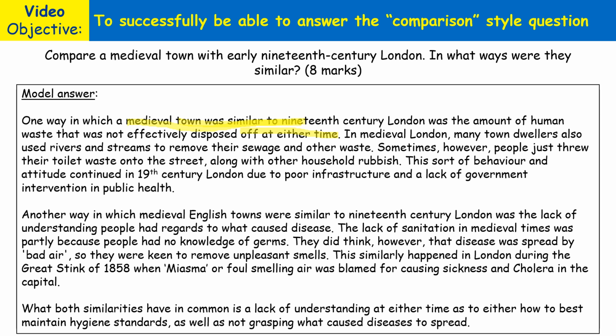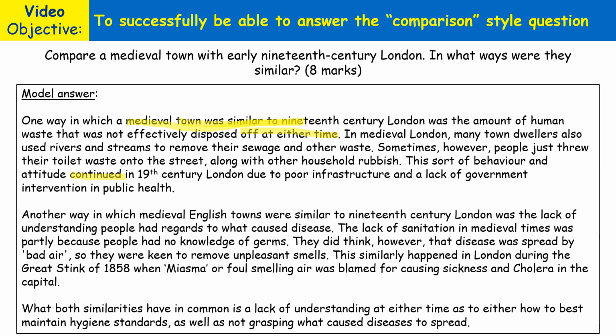So this sort of behaviour and attitude continued, and that's a really good word to use if you're asked to identify similarities between a time period, two different events or two different people. If you're asked a difference based question, you might instead use the word change more often to show the marker you're identifying events or things that have changed over time. That can be useful if you're asked a difference type question. But with the similar based question, we're talking about ways in which things have continued between the different time periods.